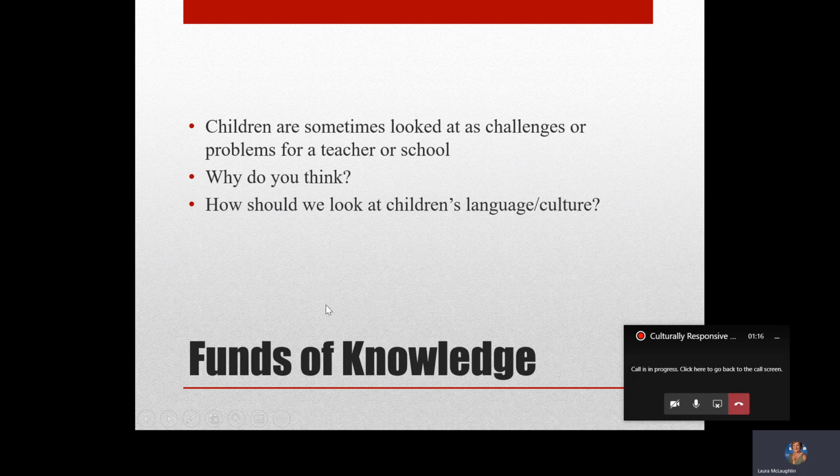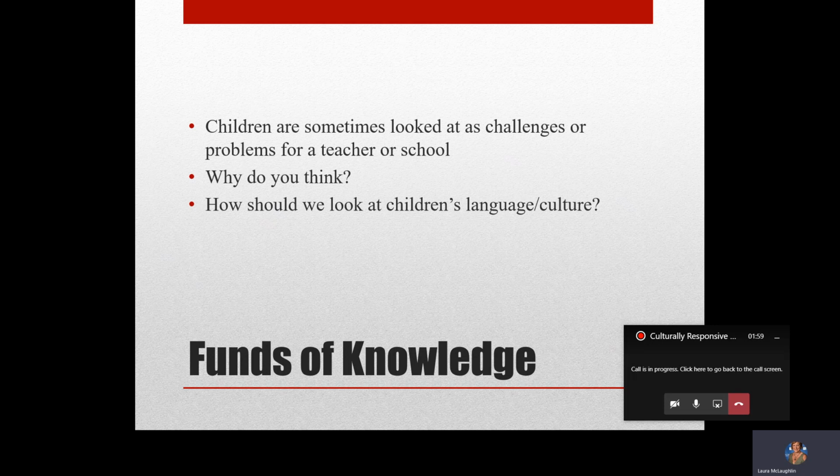Also, we really need to think about children, and sometimes, children are looked at as challenges or problems for a teacher or school. But we need to realize that children come to us in many different ways and have many different needs. And we really need to look at the whole child and what they need. And maybe if there's a problem happening, it's actually more something that's going on in the classroom or something that the child has experienced prior, and this is why they're having a problem in the class. So we really need to think about all of that.